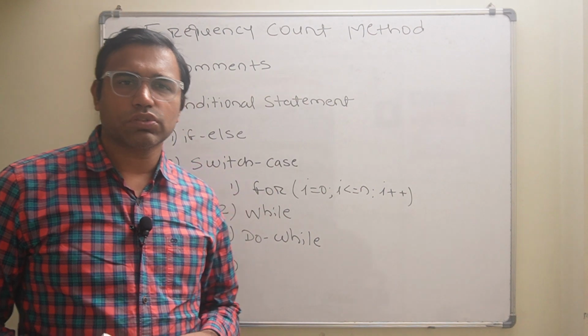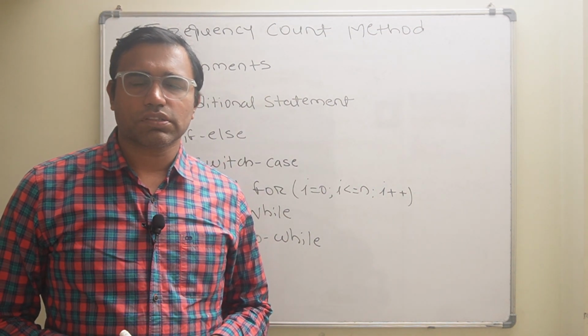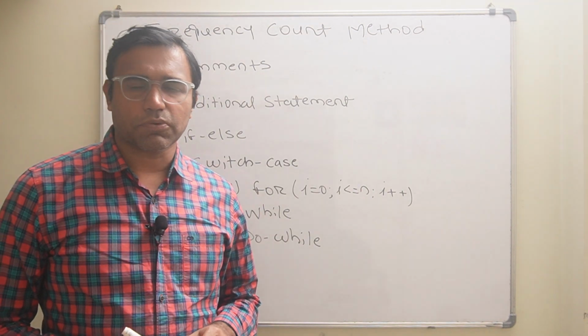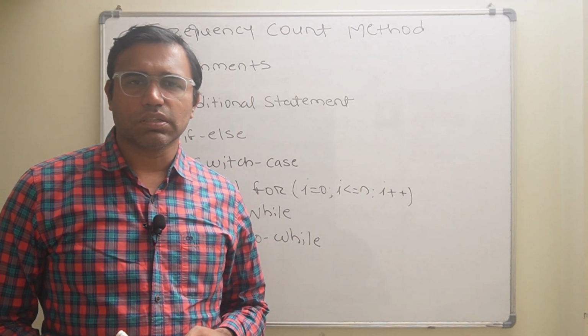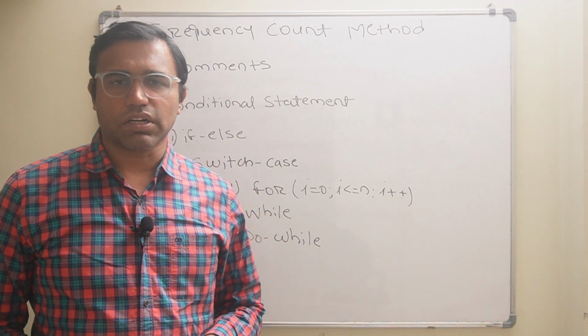So, there are two ways to calculate the time complexity of an algorithm. First one is frequency count method or step count method. Second one is asymptotic notation. So in this video we'll go through frequency count method.